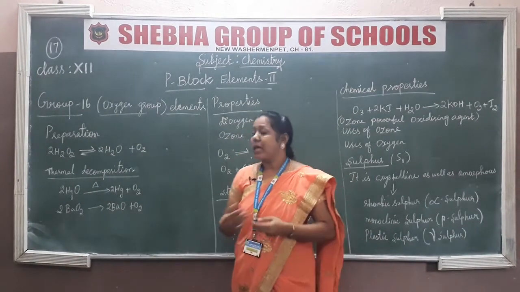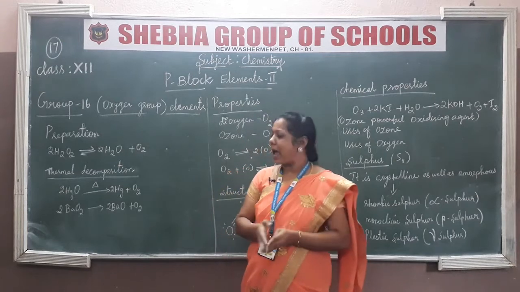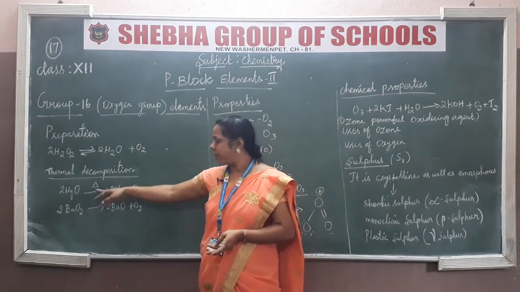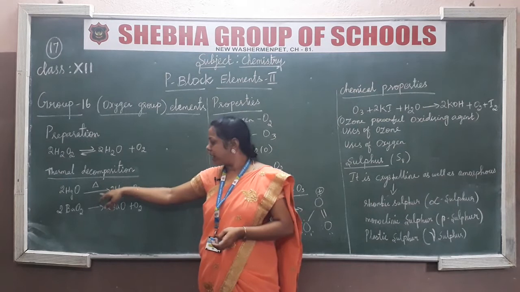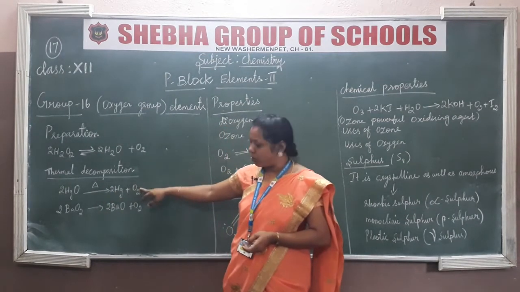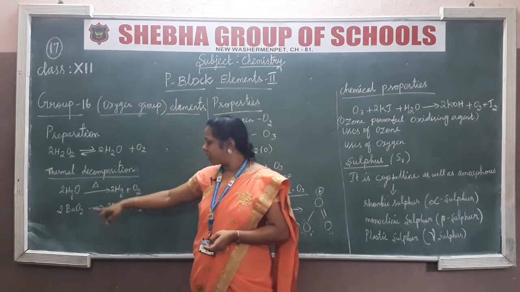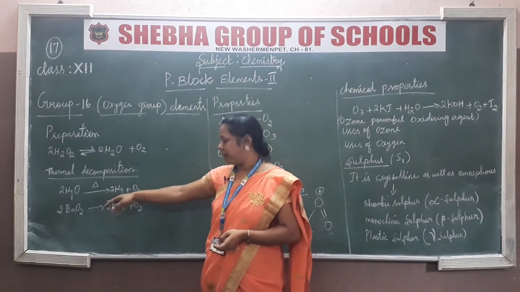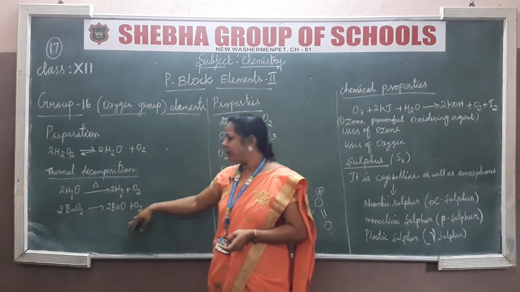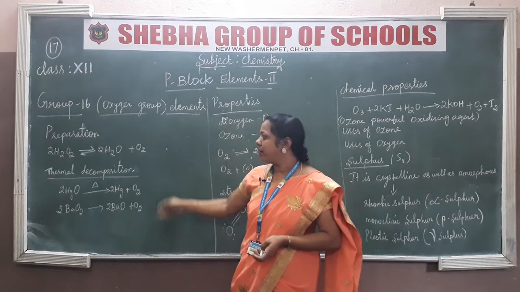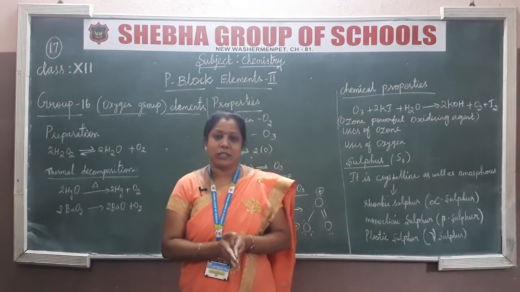Move on to thermal decomposition. What will happen in the thermal decomposition? From mercury oxide we get mercury along with oxygen, and from barium dioxide we get barium oxide with oxygen. That is the thermal decomposition to obtain oxygen.